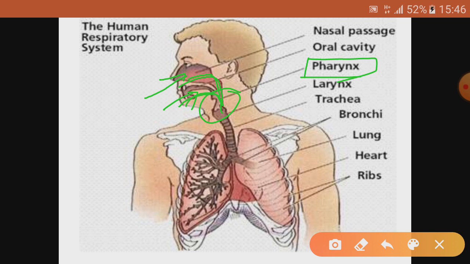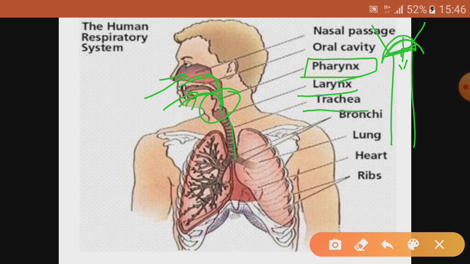Larynx is known as the voice box. In the voice box, for example, this is the pharynx which is funnel shaped. Now there is a small hole which is known as glottis, and air enters through this opening called glottis, which is covered by a flap-like structure called epiglottis. Now the air comes to the windpipe, that is trachea.